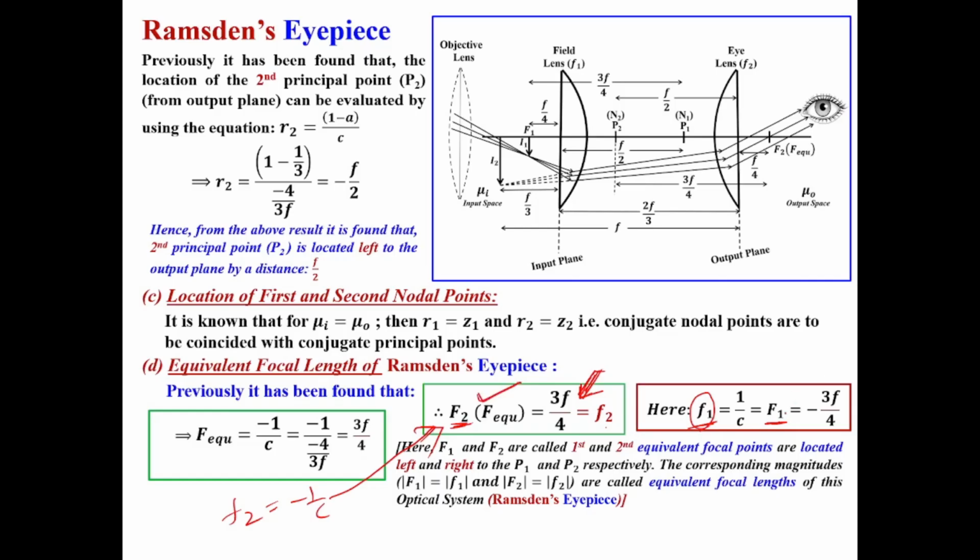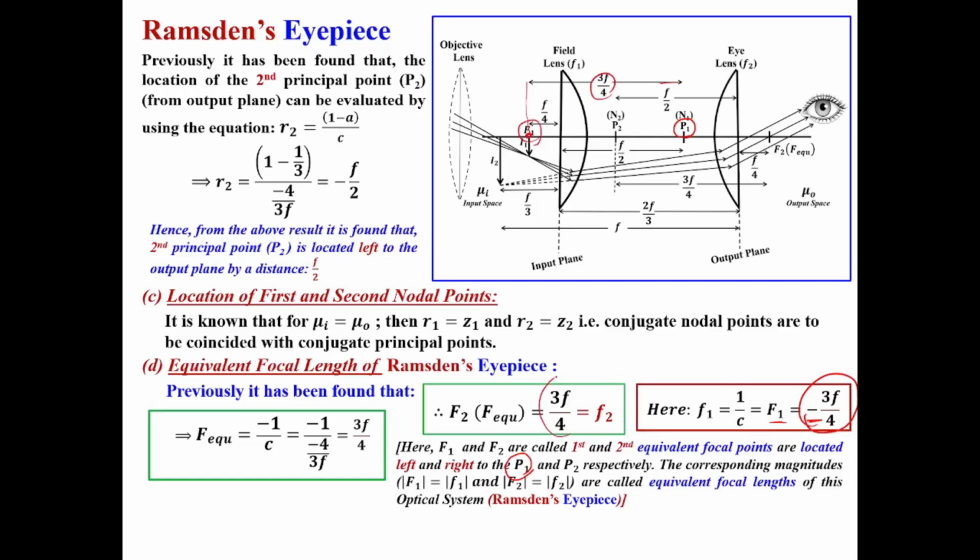Okay, don't be confused. So this F1 for the Ramsden eyepiece is located here, and this F2 is located here. This F1 is located left to the principal point, the first principal point. How much distance? Here I have shown it in the figure. As it is a negative value, it will be located left to the first principal point P1. How much distance? 3f/4. From the first principal point, we have to move 3f/4 distance, then we can find the first focal point.